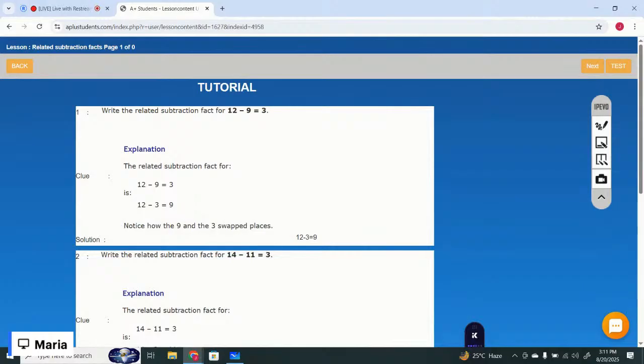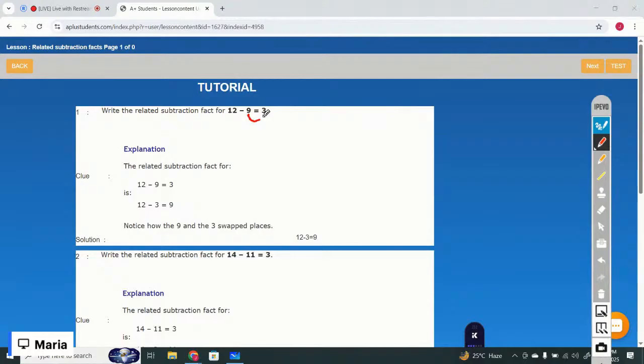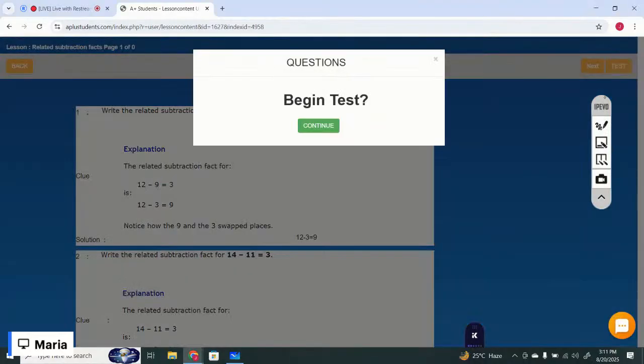Write the related subtraction fact for 12 take away 9 is 3. When working with related subtraction, sometimes you need to swap these two numbers. It would be 12 take away 3 equals 9. Let's just start with the test questions.